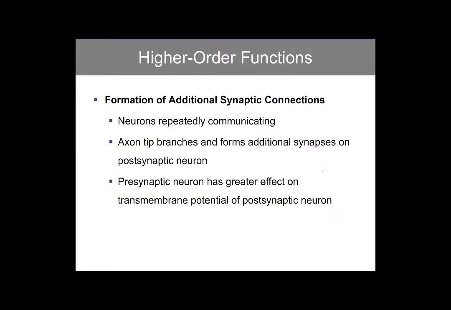Third, the formation of additional synaptic connections. When neurons are repetitively communicating, the axon tips start to branch. So if you consider a generalized neuron, the axon tips start to branch. And as they branch, they form additional synapses on that postsynaptic cell. The presynaptic neuron then has a greater effect on the transmembrane potential of that postsynaptic neuron.